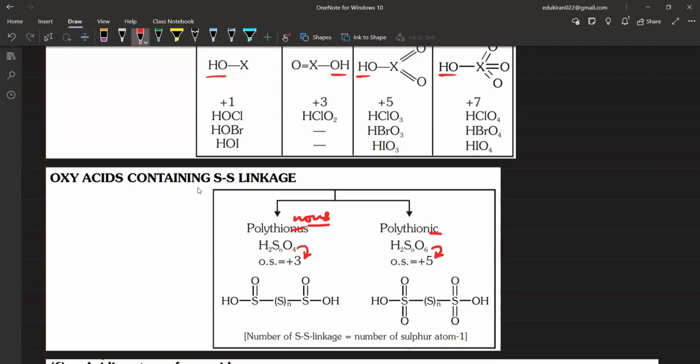Now the question that comes is the number of SS linkages that we have. So number of SS linkages is equal to number of sulfur atoms minus 1. Okay. For example, let us suppose H2S3O4. Now, in this case, number of SS linkages will be equal to 3 minus 1, that is equal to 2. Sulfur, single bond sulfur, single bond sulfur. So एक S linkage हो गया और यहाँ पे दूसरा S linkage. ठीक है? Please write this down.